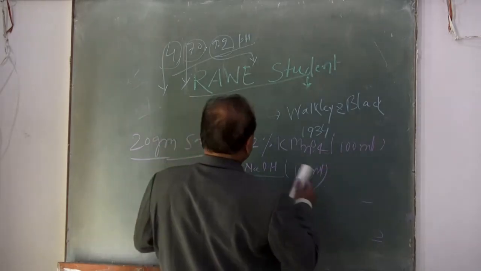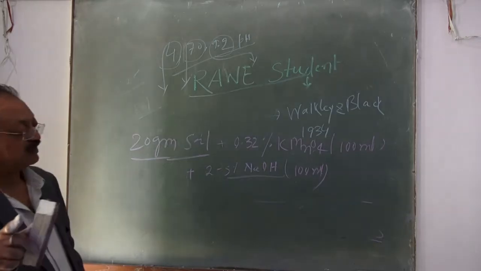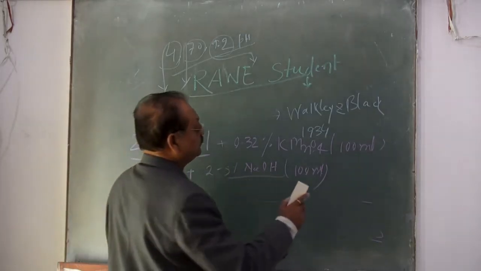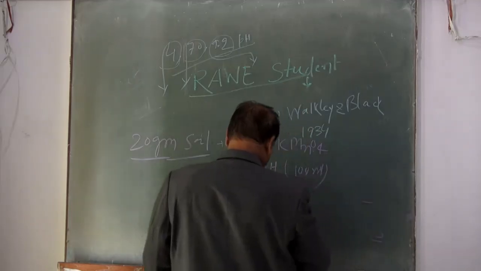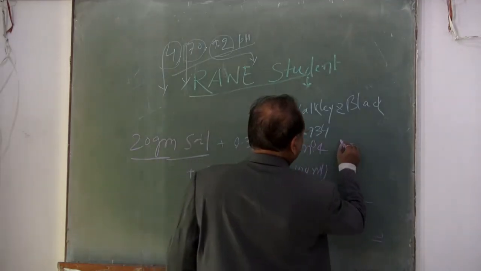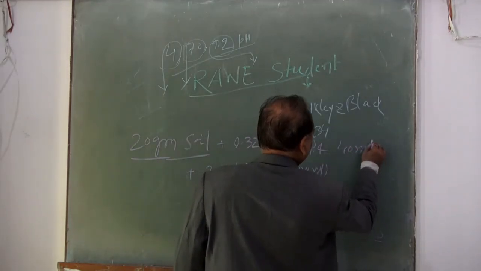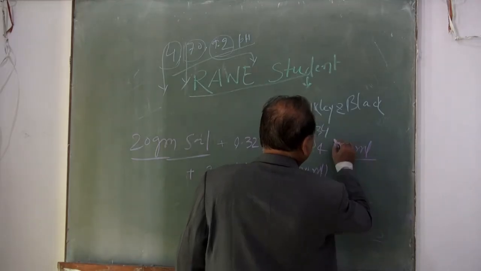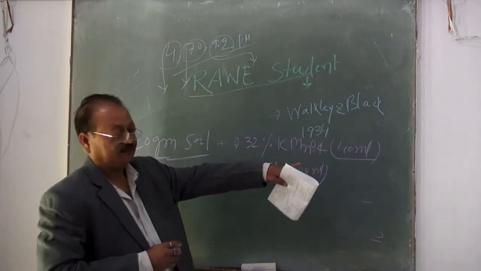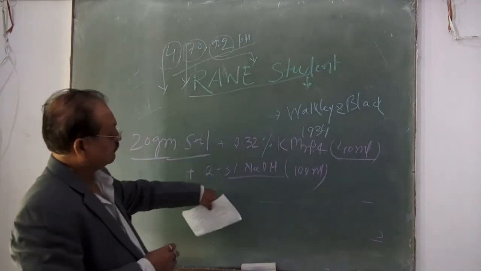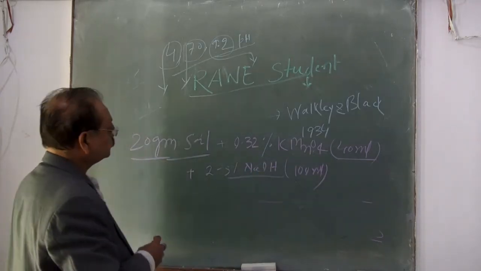Sorry, this 0.32% potassium permanganate, KMnO4, will be 40 ml only, not 100 ml. This sodium hydroxide will be 100 ml.